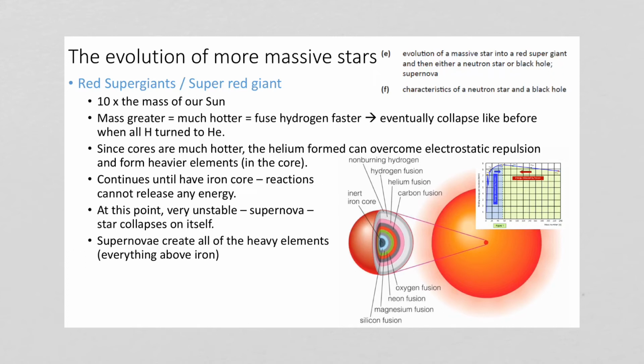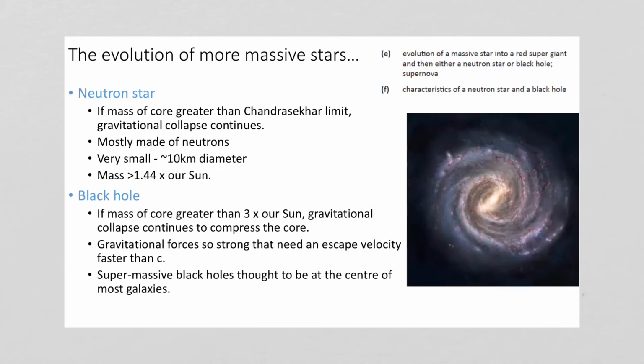So all the heavy elements on Earth, bigger than those that you can see labelled here, will have been made in a supernova that then later landed on Earth. So after that stage, supernova, big explosion, leaves behind the core, and it will either be a neutron star or a black hole. So if the mass of the core is greater than that 1.44 limit, then it will turn into a neutron star.